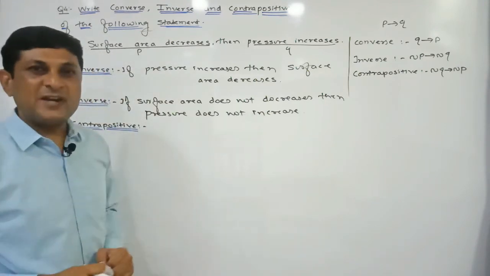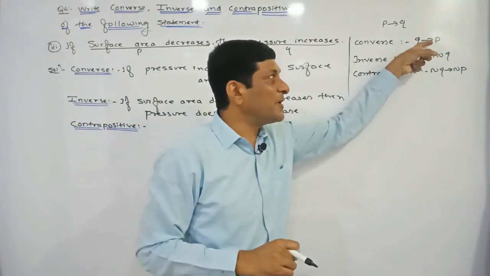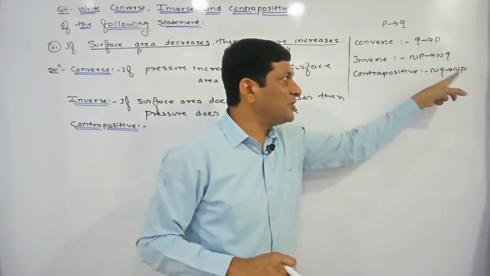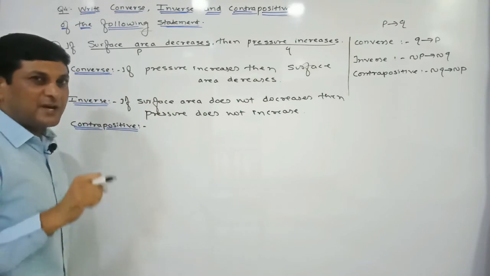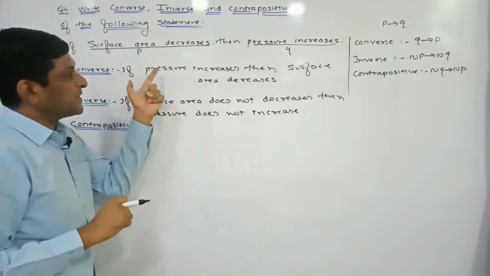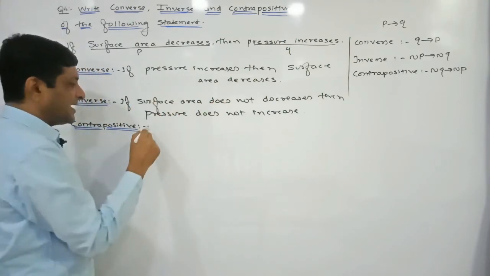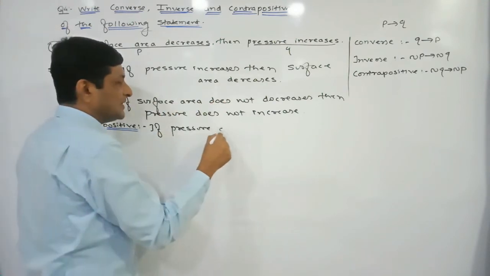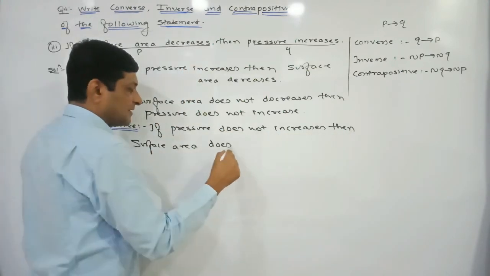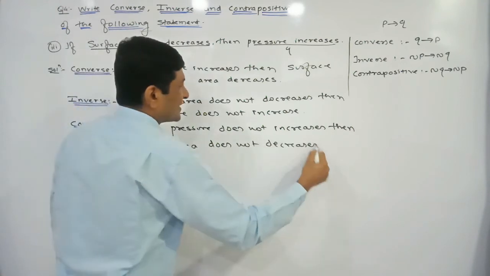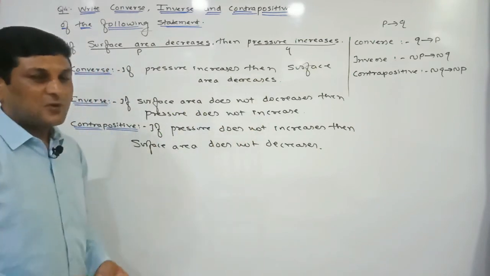Lastly, let us try to find out its contrapositive. In case of contrapositive, whatever converse statement we have got, in both the parts of this converse statement, use negation to find out contrapositive. If we are using not, let us see what we will get. If pressure does not increase, then the surface area does not decrease. Just simply write it down. So in this way we have got the contrapositive of this statement.